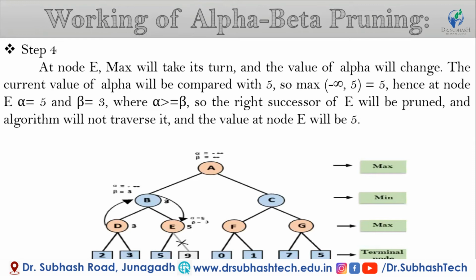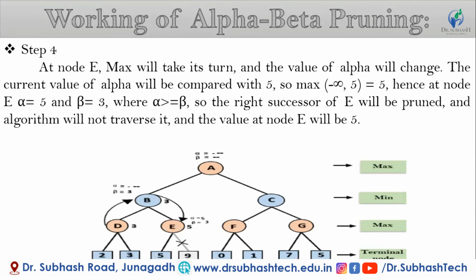Hence at node E, the alpha value is 5 and the beta value is 3, where we have seen the condition alpha is greater than or equal to beta. So the right successor of E will be pruned and the algorithm will not traverse it, and the value of node E will be 5.